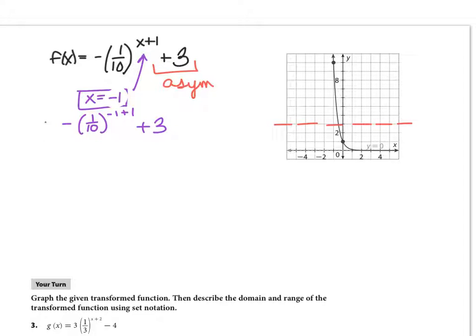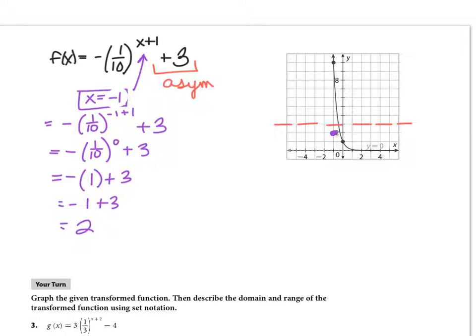Plus 3. All right, so that is negative 1/10 to the 0 power plus 3. Remember, anything to the 0 power is 1. I'll just say it over and over again. Plus 3, so this is -1 plus 3, which is 2. So this means when x is -1, I want to plot the value 2. So at -1, I'm going to plot the value 2.